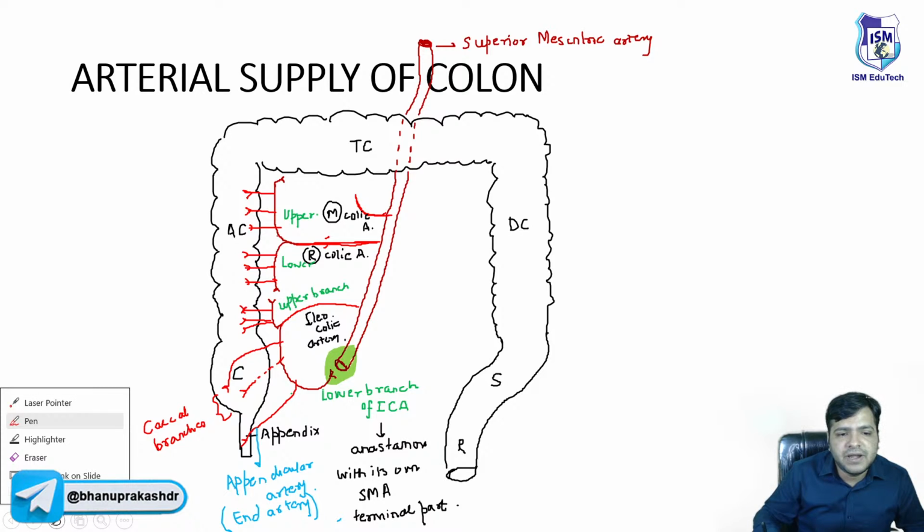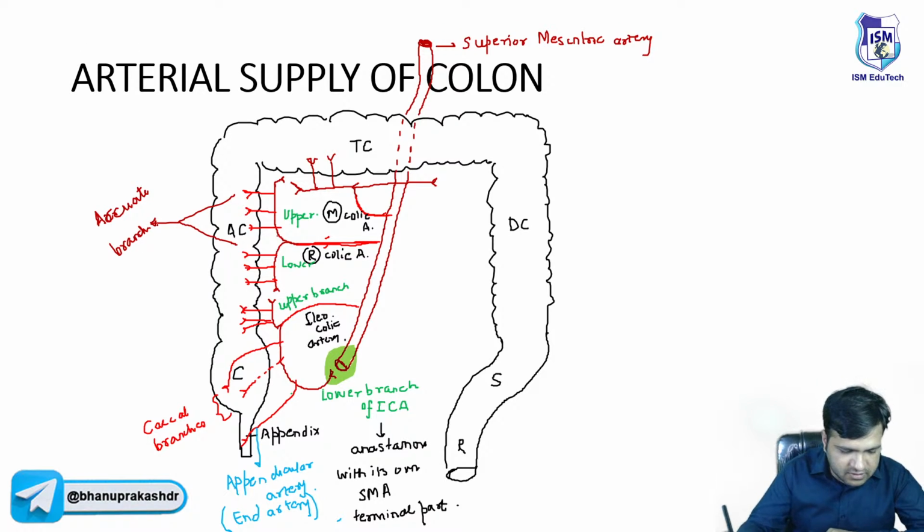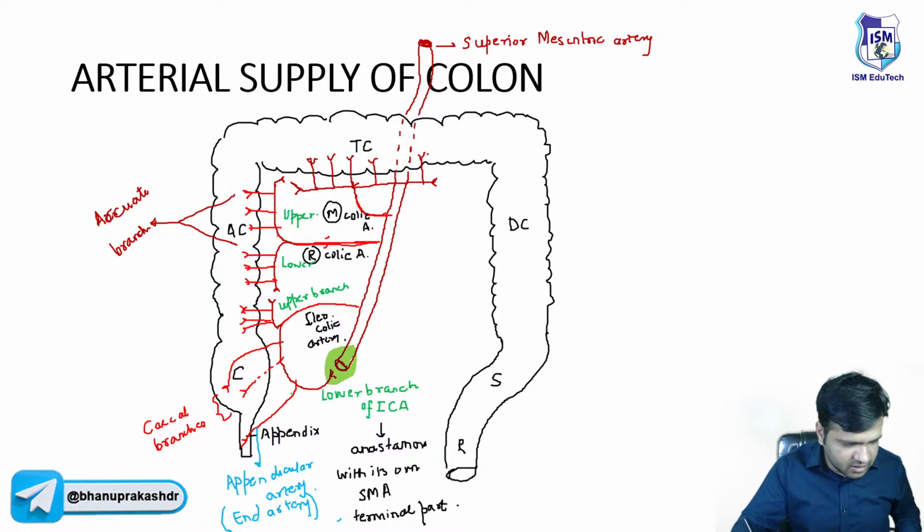And the middle colic artery, beta, will also give right and left branches. One will go towards the right side and one will go towards the left side, and it will give arcuate branches. This is referred to as the arcuate branches, right? Yes, the middle colic artery will also give these arcuate branches, which you can easily see over here, right?